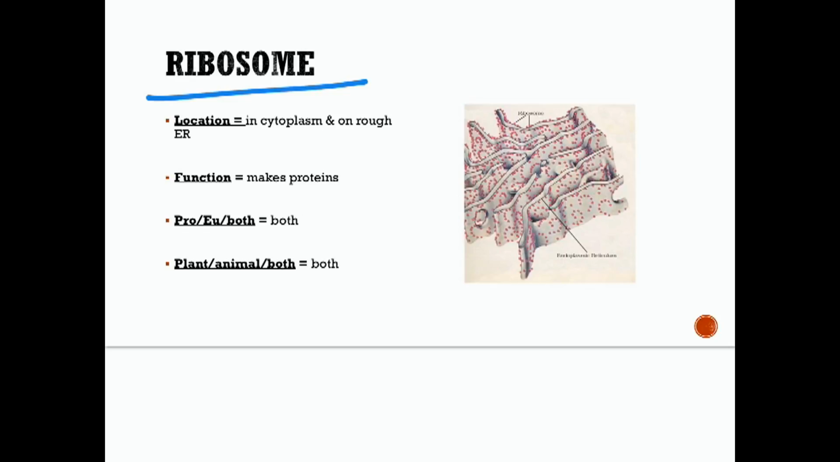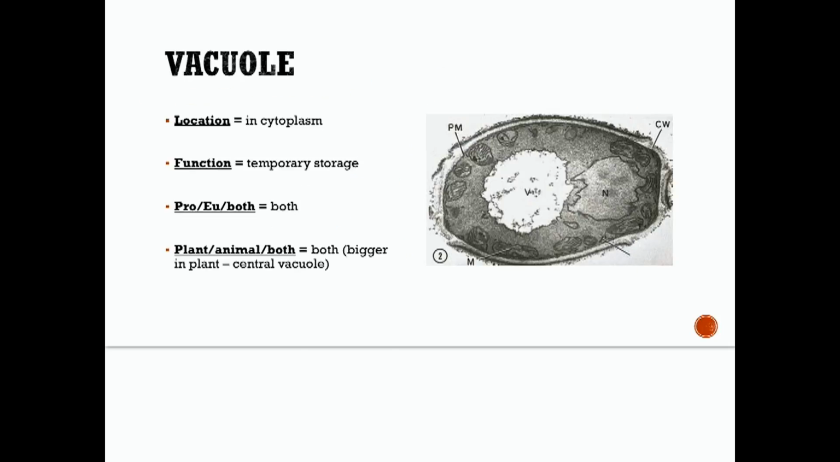Ribosomes, its location can just be floating in the cytoplasm or on the rough ER, like in this picture. Its function is to make proteins. So this is the cell city's construction company. They build structures for the city. So they're making things like proteins. You're going to find ribosomes in both eukaryotic and prokaryotic cells and in both plant and animal cells.